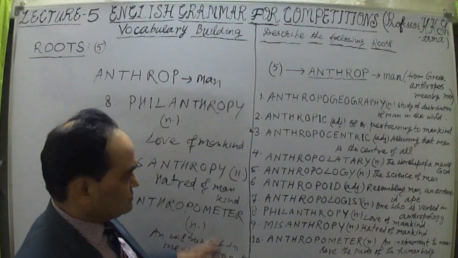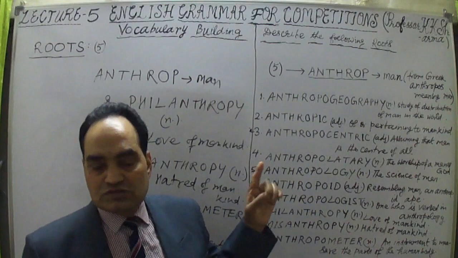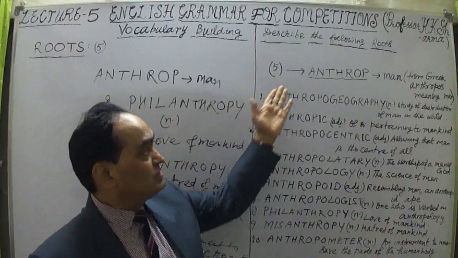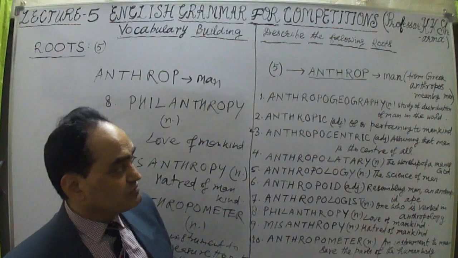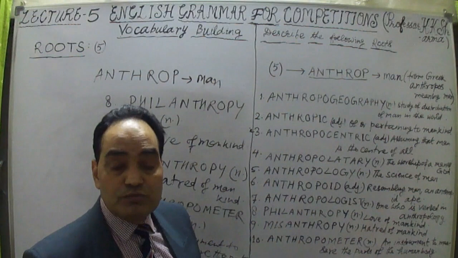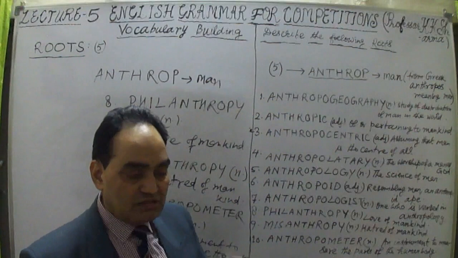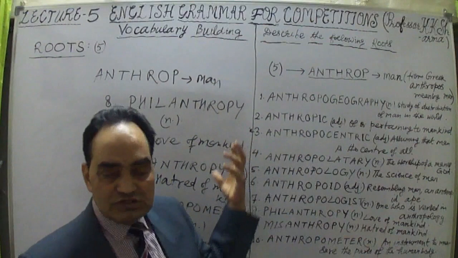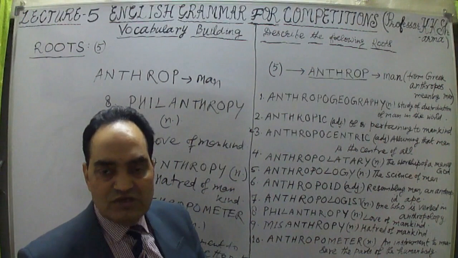These words are taken here. They are based on one root, anthrop, meaning man, taken from the Greek word anthropos, A-N-T-H-R-O-P-U-S, that means man. This is in the Greek language. From Greek, the word has originated, and this word has given a lot of words or vocabulary in the English dictionary. And you will find yourself as a different person.